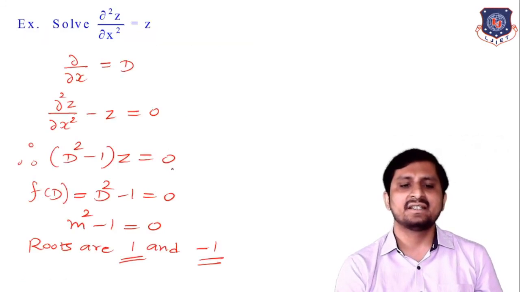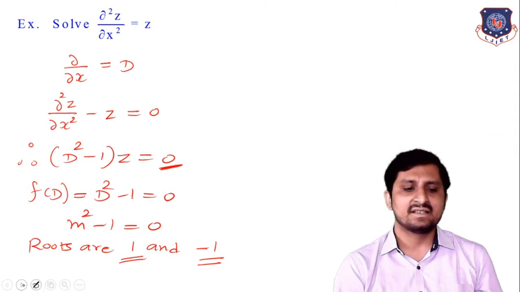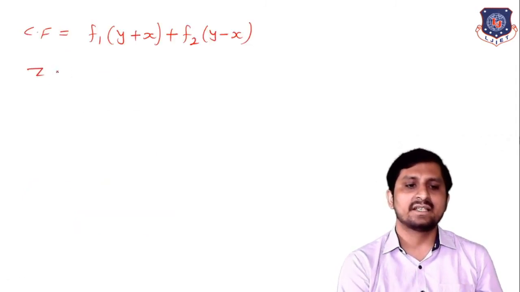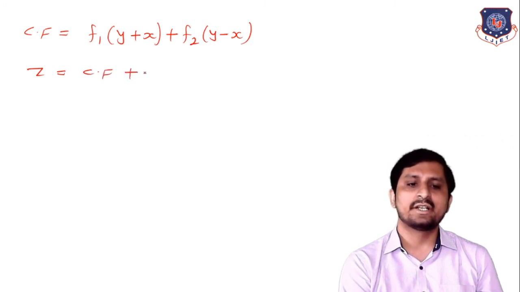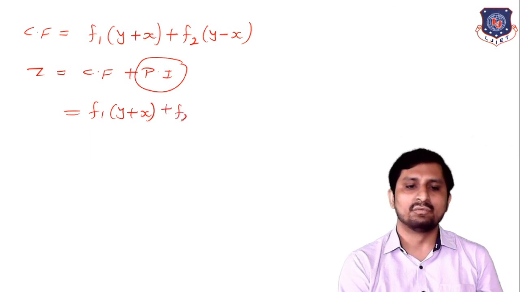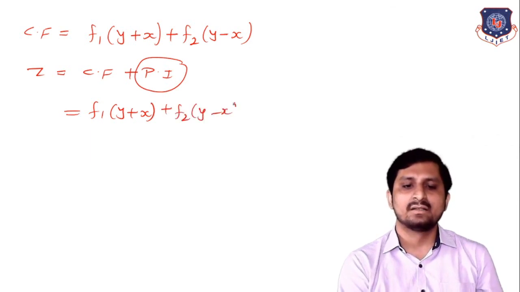Now you can understand that in this example the right hand side is 0, so f(x, y) is 0. So definitely z is nothing but the complementary function, because the particular integral is 0, since the right hand side is 0. So z is f1(y + x) plus f2(y minus x).